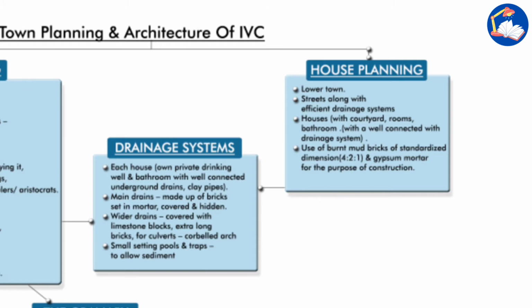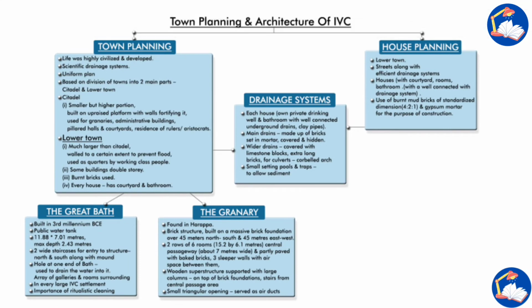House planning. The lower town mainly had house planning, with streets along with an efficient drainage system. Houses had courtyards, rooms, and bathrooms with a well connected drainage system. They used burnt mud bricks of standardized dimensions. Gypsum mortar was used for construction.